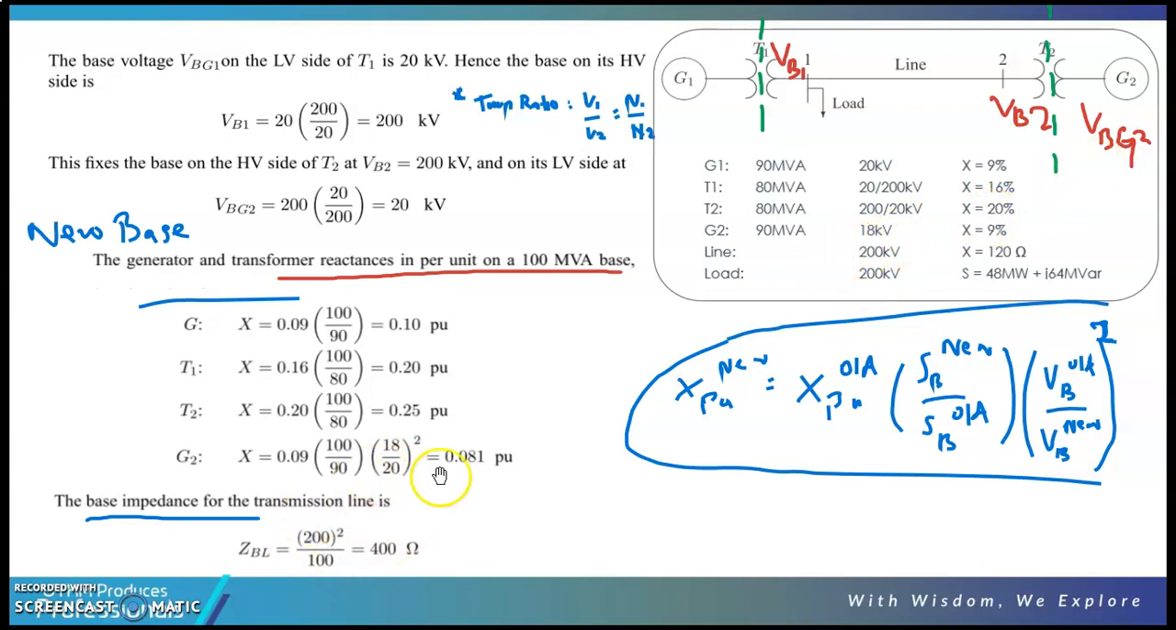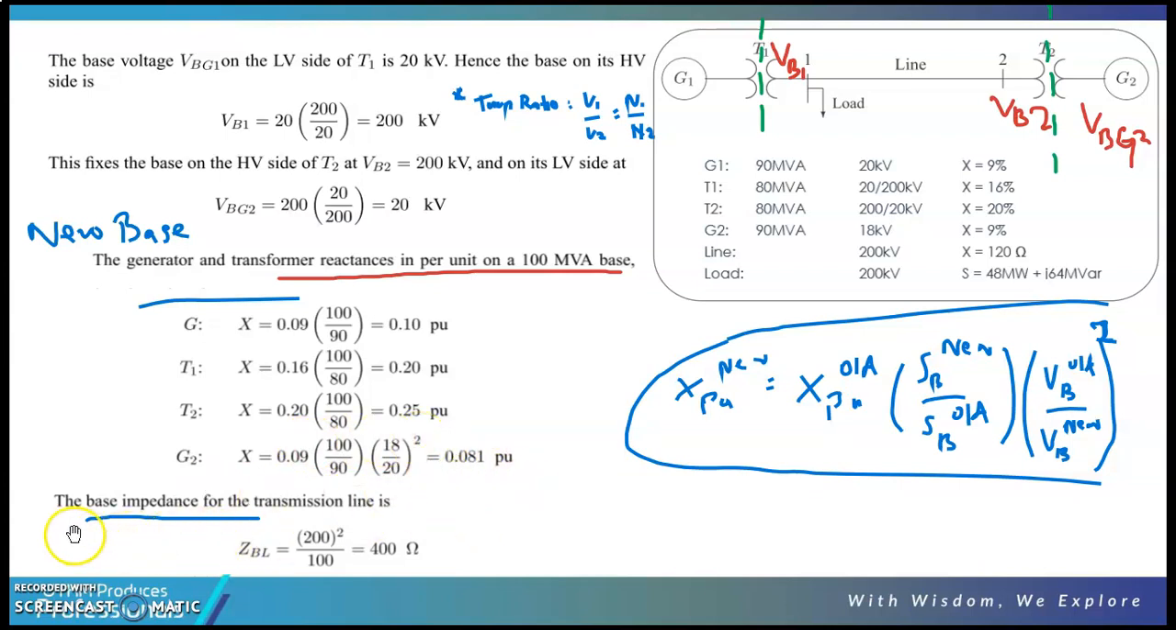So you need to use this formula. X per unit 0.09, 9%. S base new equal to 100 over 90 mega, times V base old. In this case, V base old is not equal to V base new. So you need to consider V base old equal to 18 kilovolt divided by 20 kilovolt, squared. Then you can solve for the X per unit of G2.